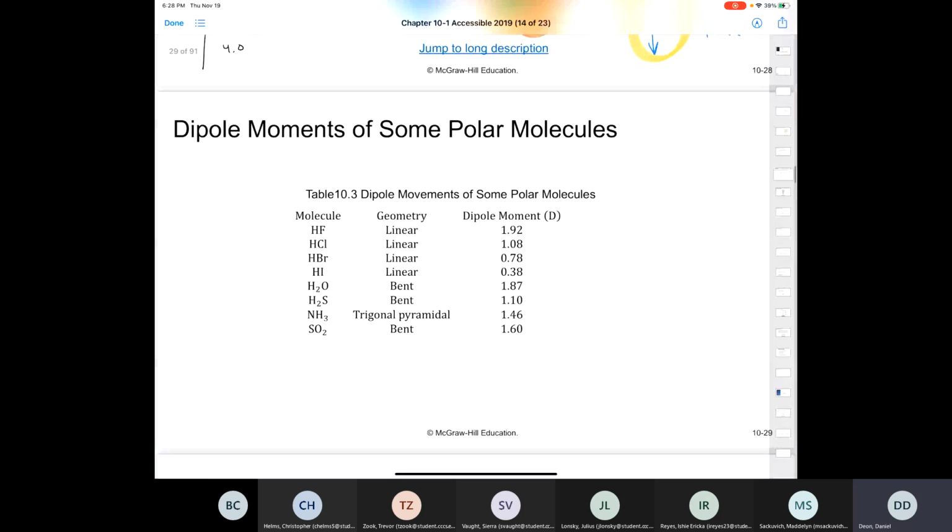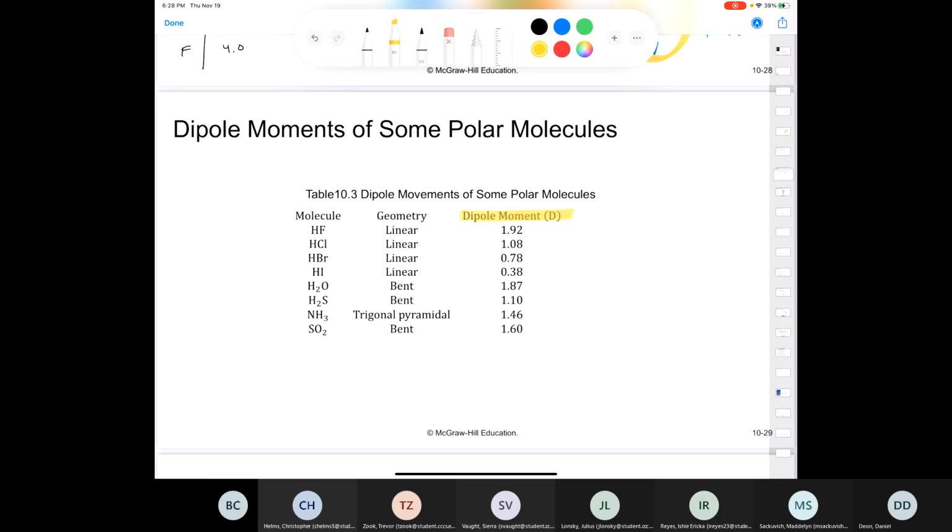Here are some dipole moments of some polar molecules. Again, I'm not going to get you to calculate dipole moments, but what did I say? The higher the dipole moment, the bigger this number, the more polar the molecule. For example, HF, hydrogen fluoride, is very polar.